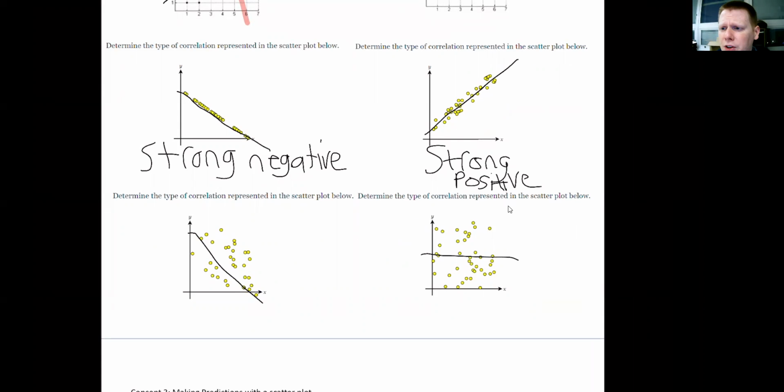Based on the lines of best fit I just drew, how would we describe the correlation for these bottom two graphs? Any ideas? Give these a try before we go over them.